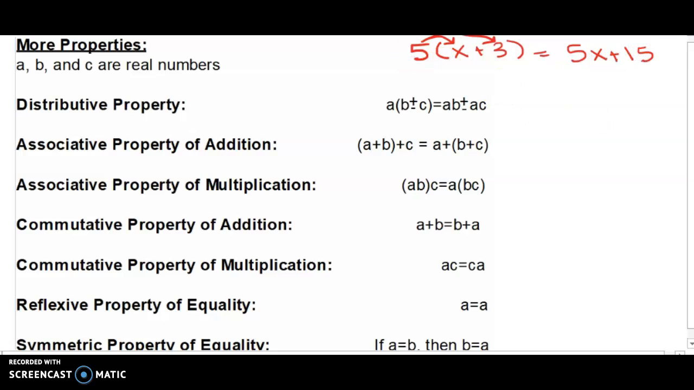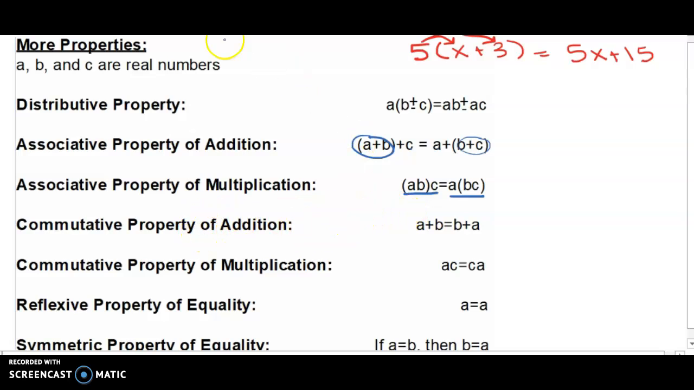That's the distributive property. The associative property of addition, basically when it comes to 3 different terms, we can add in any grouping. So we can add the first 2 first and then add the third, or we can add the second and third first, and it doesn't make a difference. It comes out to be the same. The associative property of multiplication, once again, we can group the multiplication in any way.